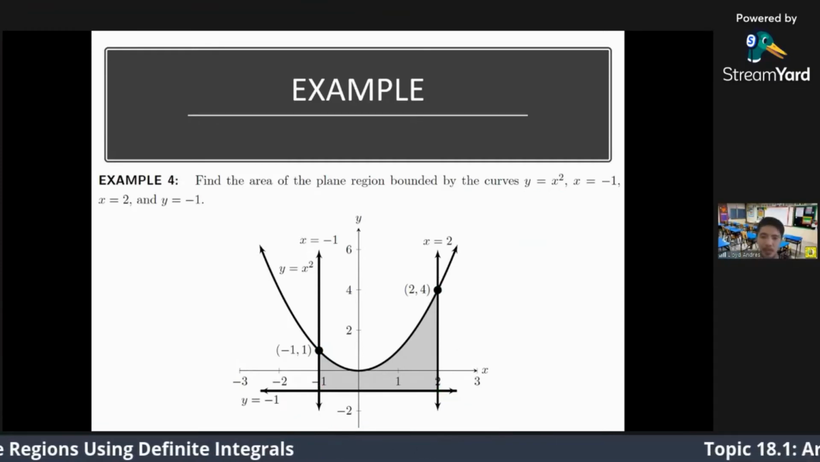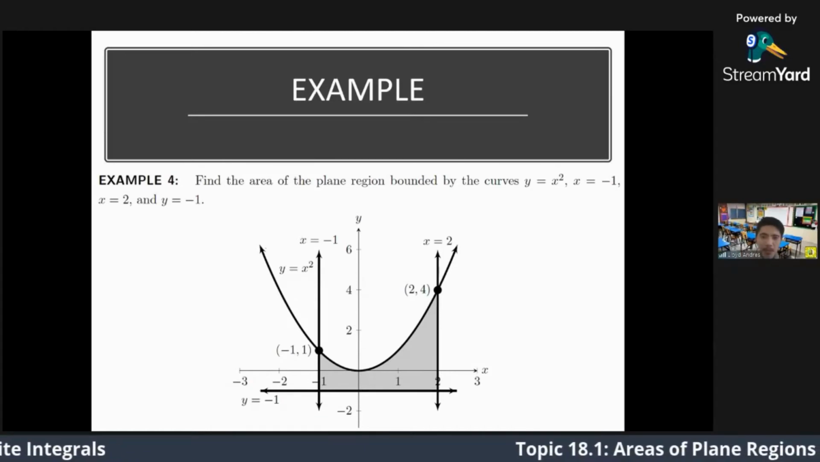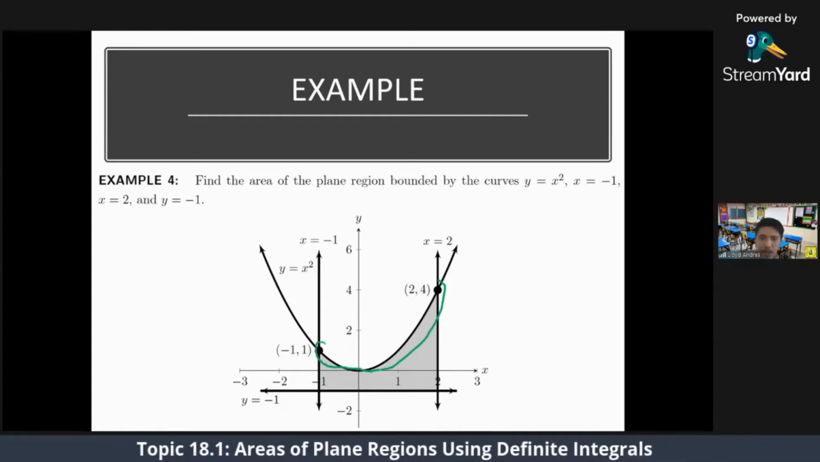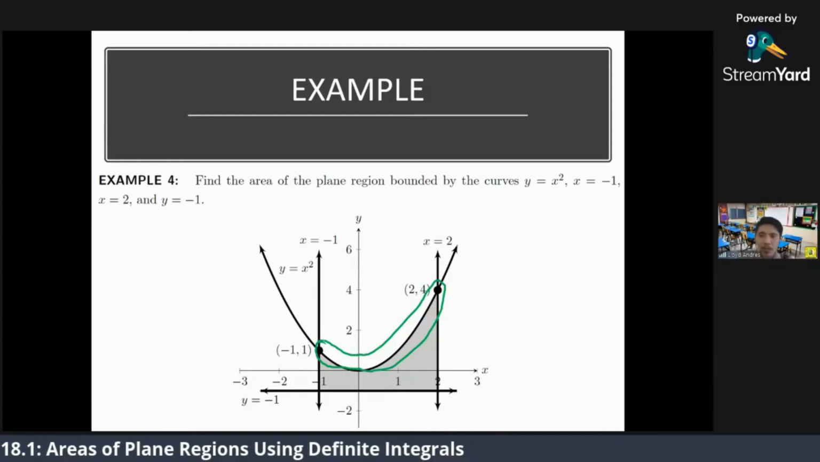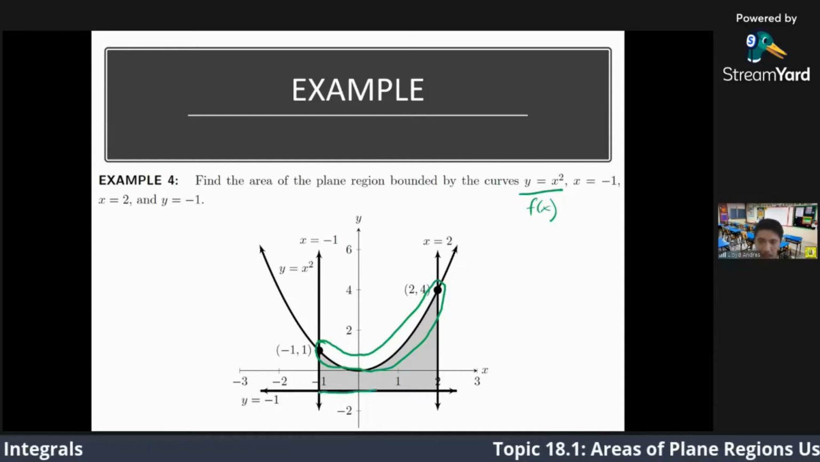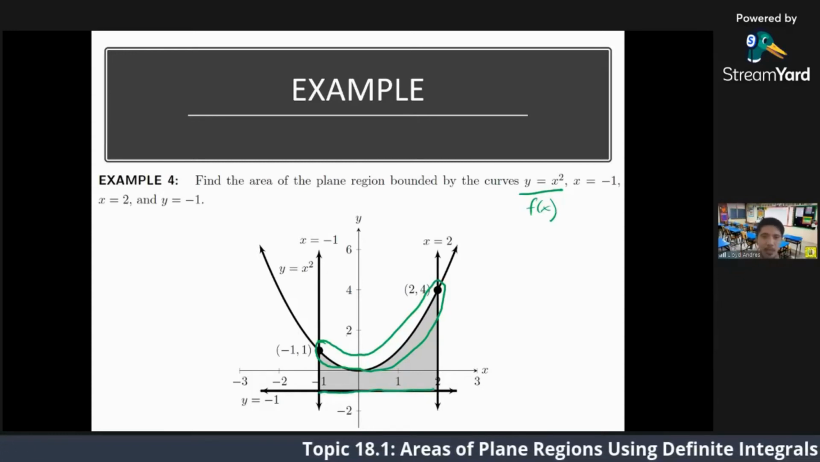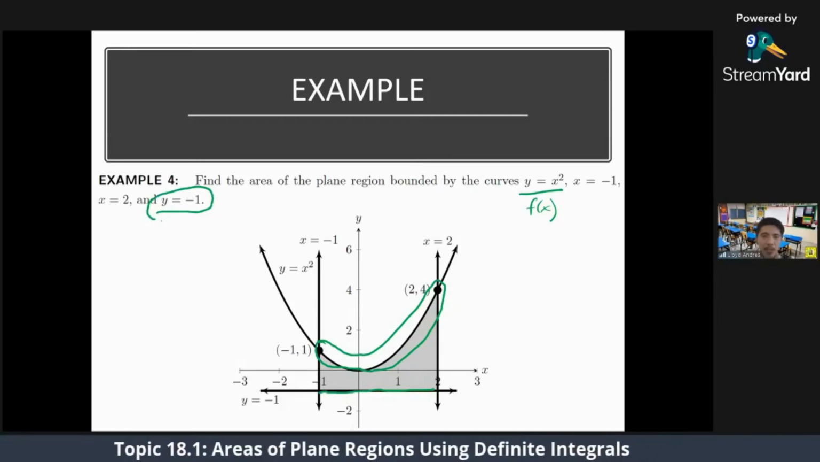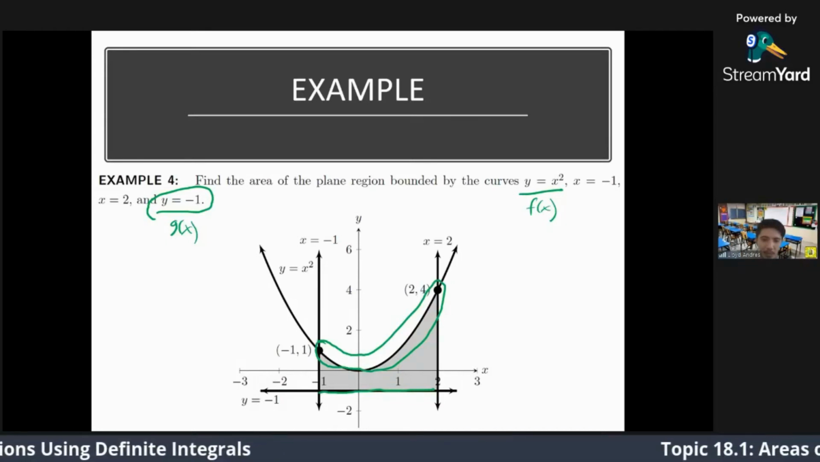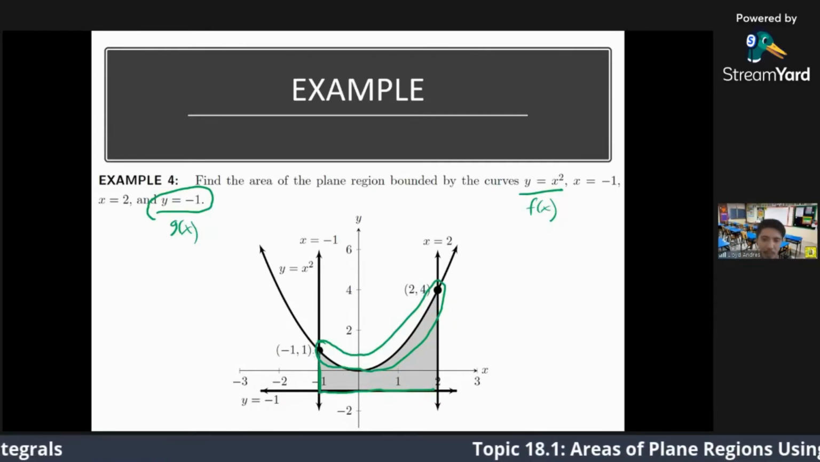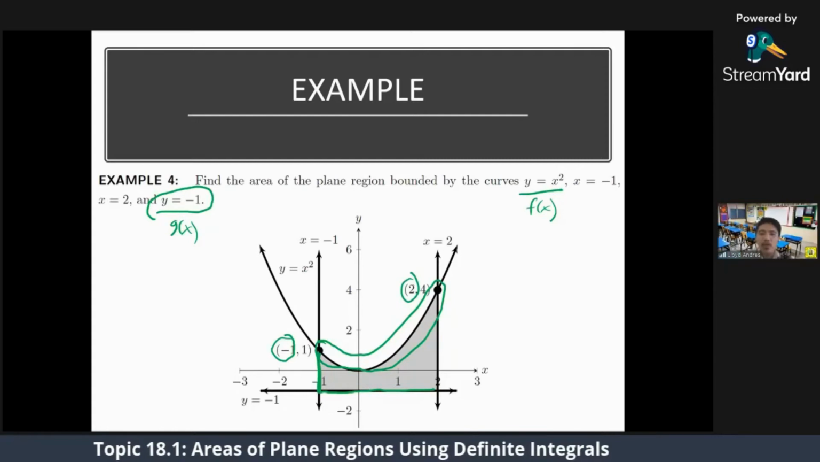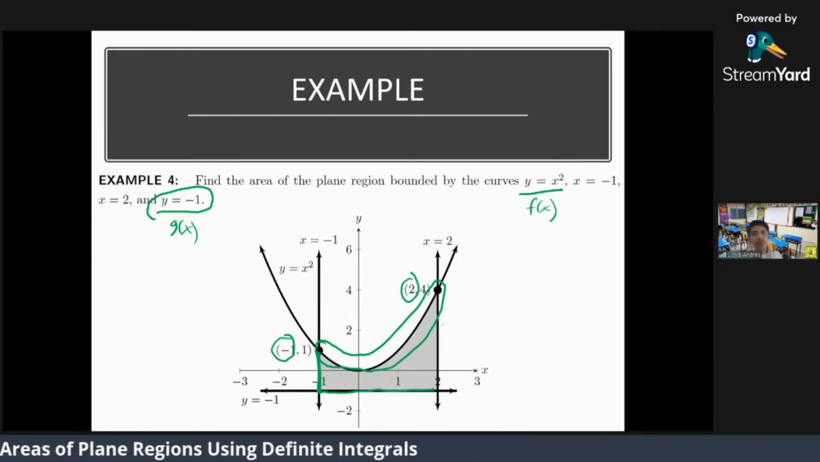So from that, we can now determine our upper limit. Sorry, our upper curve is the parabola, which is this. So that is our f of x. Then our lower curve is this, which is our g of x. And then our limits are from left to right. So meaning from here, negative 1 to 2. We go from left to right.